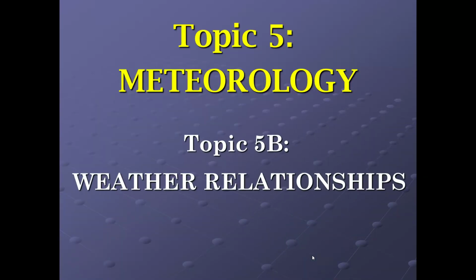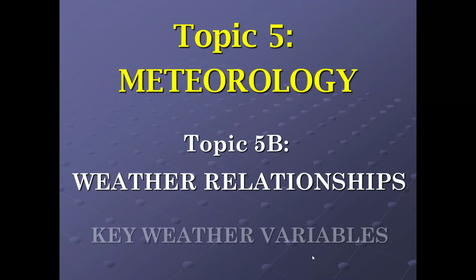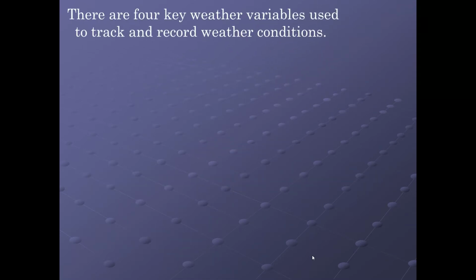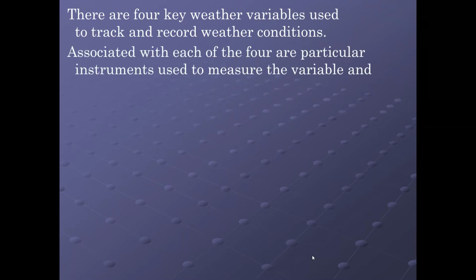We're on meteorology still. 5A was insolation. Now we're talking about our weather relationships, specifically the weather variables. So there's 4 key weather variables used to track and record weather conditions. These are the things that you'll almost certainly hear on any weather forecast. Now, with weather, there's some very specialized equipment, so you do have to know the terms for those very specialized pieces of equipment. Some are obvious and some are less so.